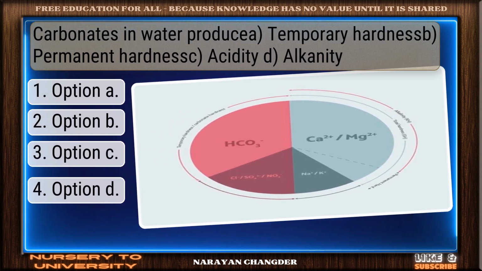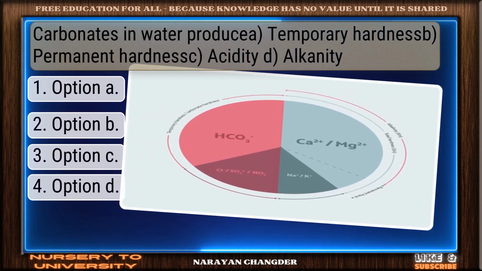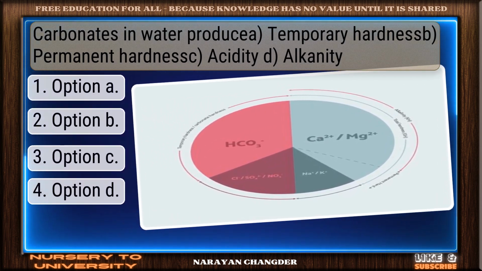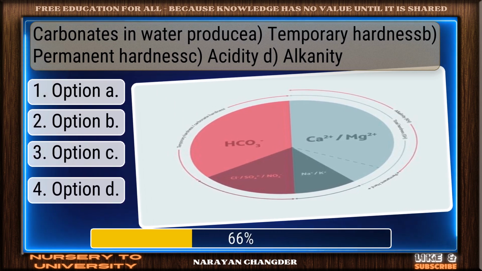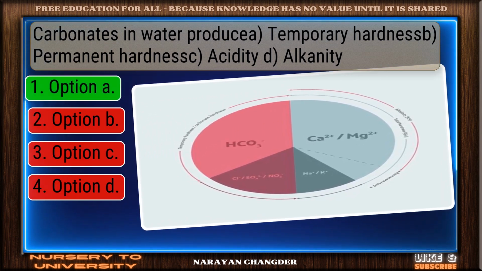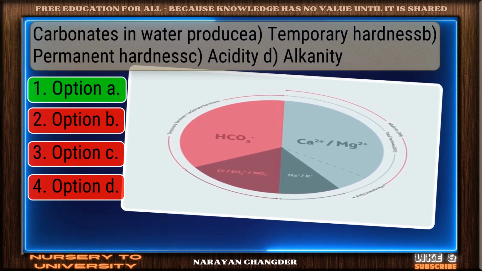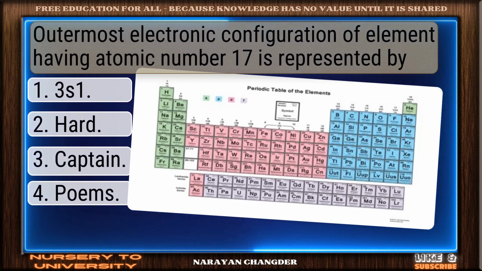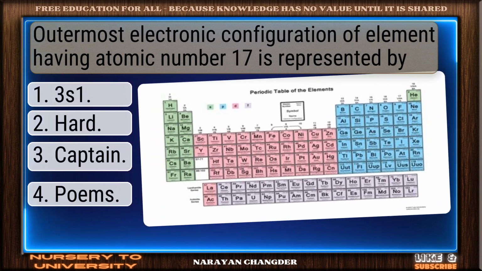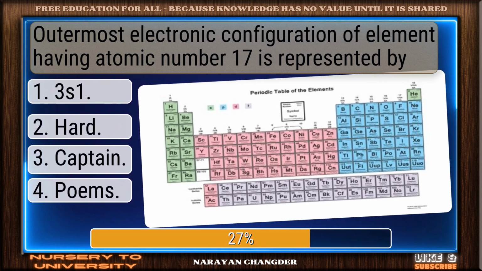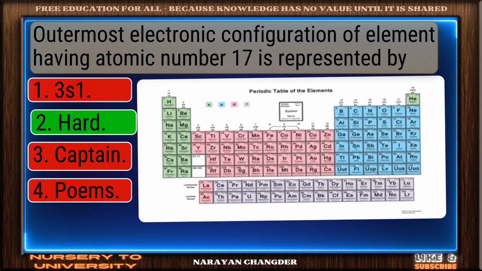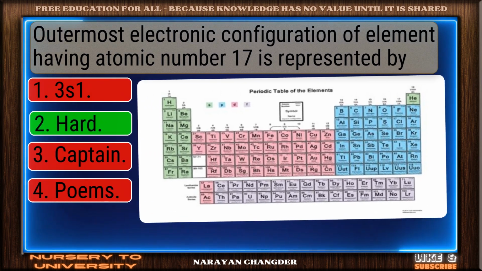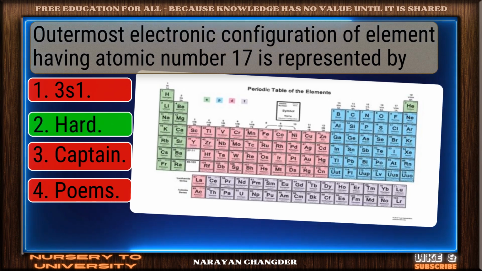Carbonates in water produce temporary hardness, B. Permanent hardness, C. Acidity, D. Alkalinity. Correct. Option A is the right answer. Outermost electronic configuration of element having atomic number 17 is represented by. Right choice. Hard is the best answer.